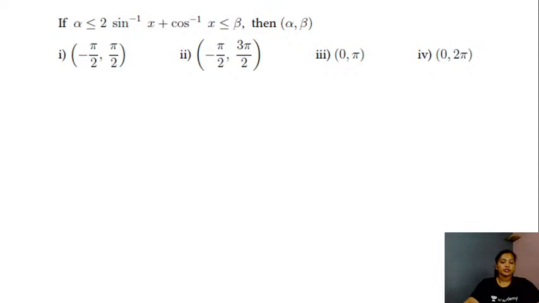So here you have your next question, students, on the screen. Alpha is less than or equal to 2 times sine inverse of x plus cos inverse of x, and that is less than or equal to beta in this case. Then what is the value for alpha and beta? Alpha is less than or equal to 2 times sine inverse of x plus cos inverse of x, and this is less than or equal to beta, students. So here your alpha and beta will have which of the following values? Yes, students, give a try to this question.